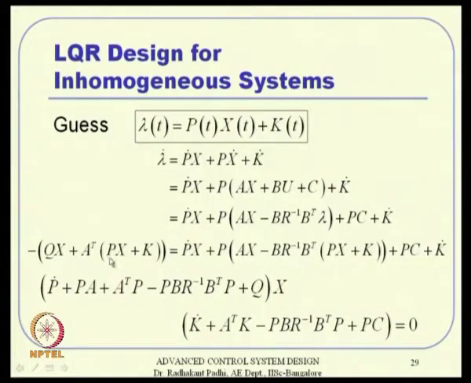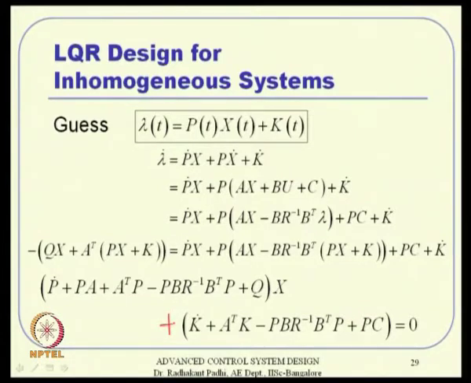Minus q x plus a transpose lambda, where lambda is P x plus k this time, one more time. So, P x plus k comes here, and x dot equal to A x plus B u plus c comes here actually. Because of all these things together, now I attempt to simplify it and take all the terms to the left hand side. What happens here is that a similar form of Riccati equation pops up, which is multiplied with x plus, there is a plus term missing out here probably, and this term has to be 0 actually.